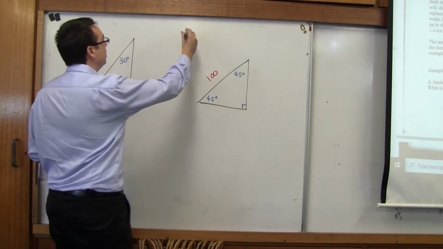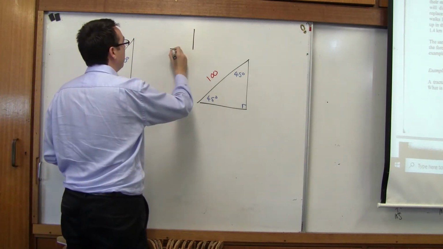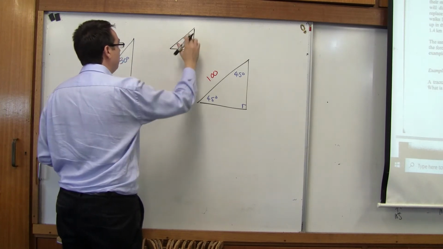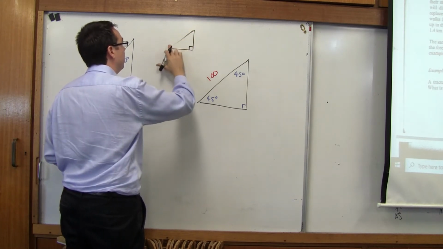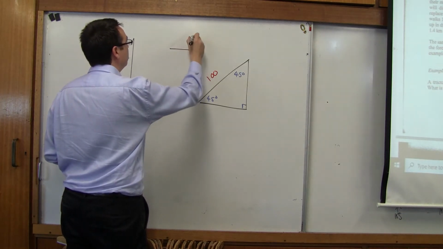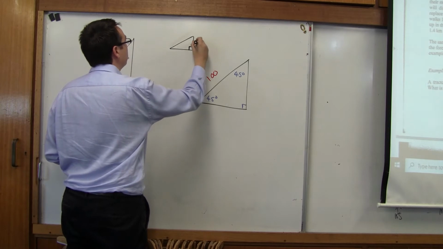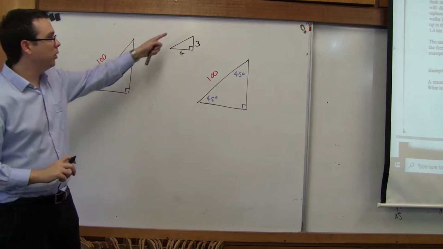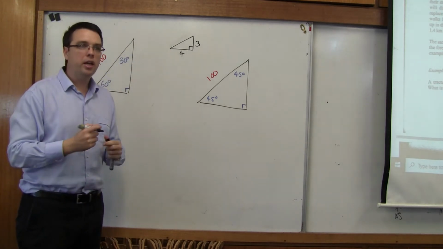What I'm going to start off with is a generic triangle that has a right angle. Actually, I'll do the classic. Okay, so if I have a triangle that is 3, 4, we can use Pythagoras' theorem to figure out the last side. So how do we do that?